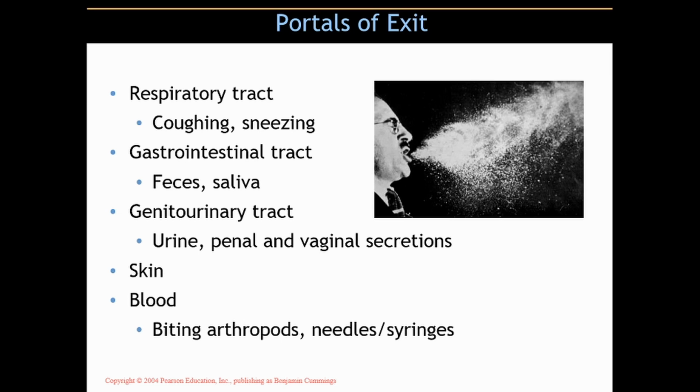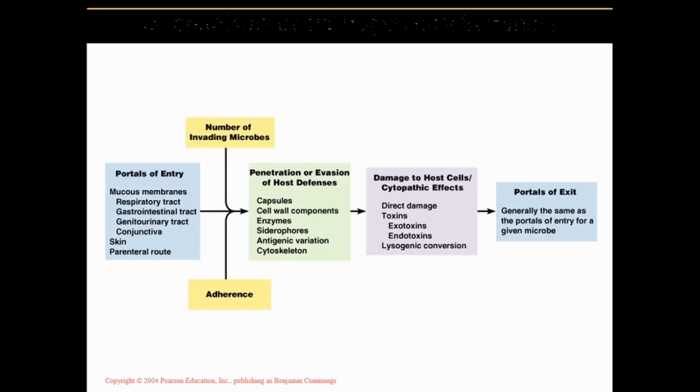Biting arthropods. I mean, this is how these diseases get spread. African sleeping sickness and malaria, Chagas's disease, they get spread through an environment through these biting arthropods, picking them up from a person who is actually carrying these pathogens and then passing them on to the next host. Through needles and syringes, they get passed on as well. So these are all portals of exit. How do they leave their host?